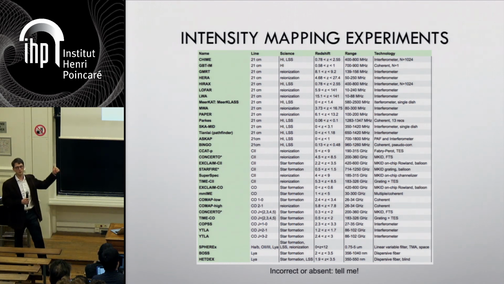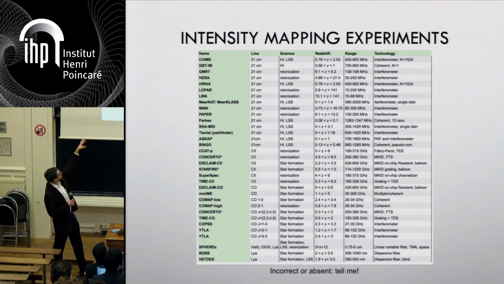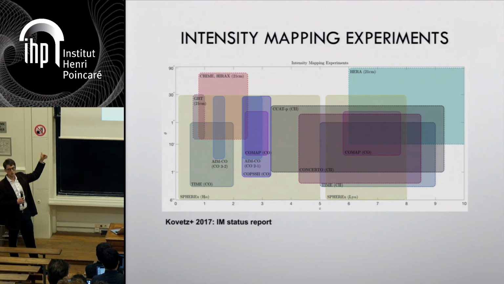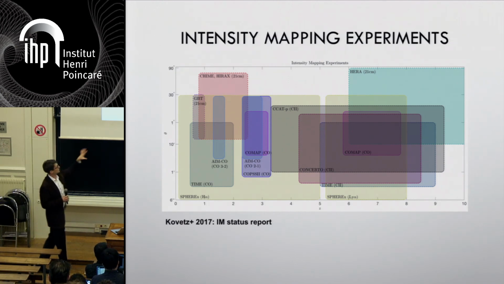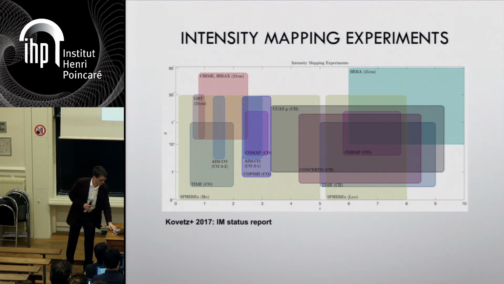This is my best effort at compiling the list of all ongoing and near-term intensity mapping experiments. It's surely incorrect, or some things will be absent, so if you see anything, please tell me. But the main thing to take away here is that there are a large number of experiments going after reionization and 21 centimeter at low redshift, but also C II, CO, and optical transitions. And these all pursue a wide range of redshifts and instrumentation approaches. Another way of plotting this is in redshift and survey resolution or area. And this is just for a subset of those experiments. You can see that they have an ambitious plan to map wide swaths of the universe.